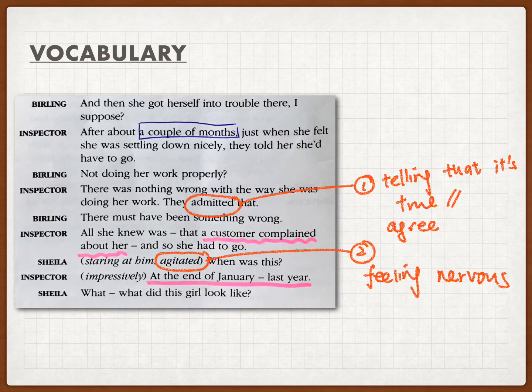Here in this part, two words that I want you to pay attention to. Number one, admitted. It means you agree and you tell that it's true, so you admit that it's true. And then the next one, agitated. It means you're feeling nervous. So when the inspector talked about a customer complaining about Eva, suddenly Sheila felt nervous, agitated.